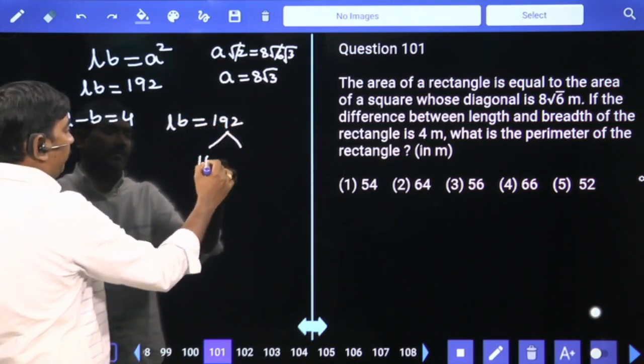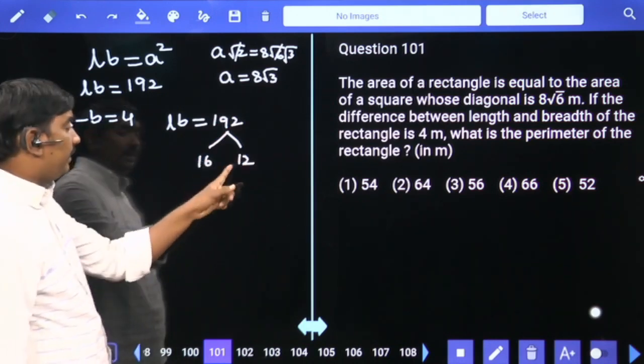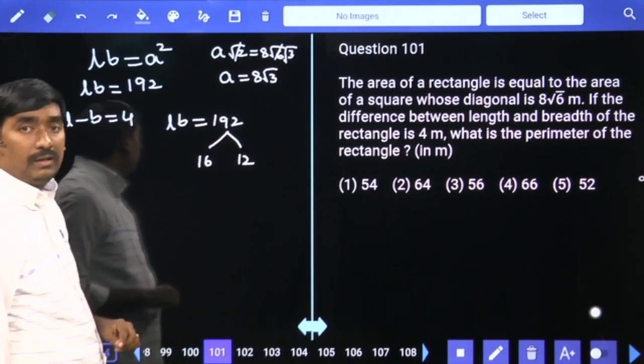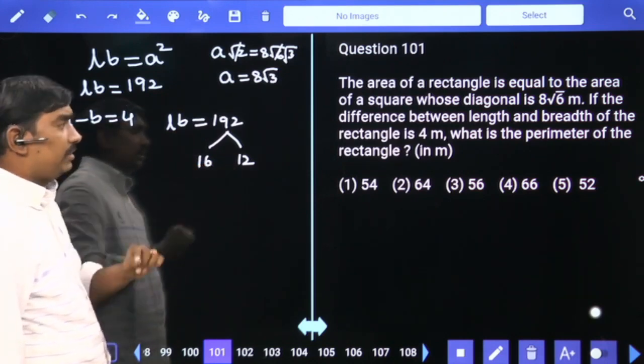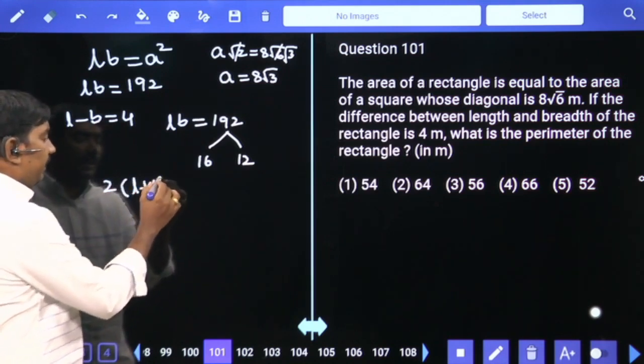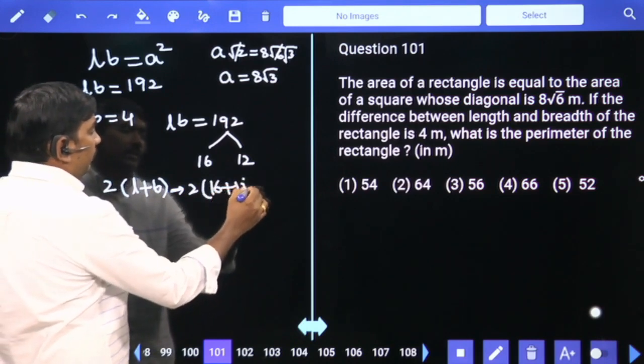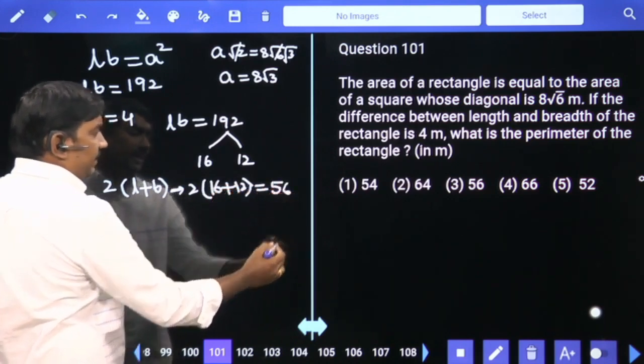Let's imagine 16 and 12. 16 twelves are 192. 16 minus 12 will give us 4 only. Means length is 16, breadth is 12. Perimeter of rectangle is 2 of L plus B, 2 of 16 plus 12, 28 twos are 56.